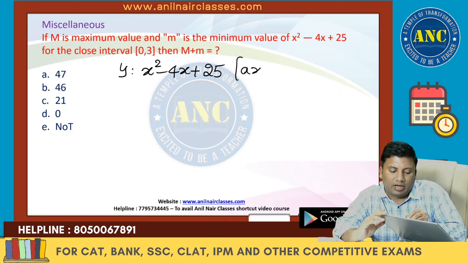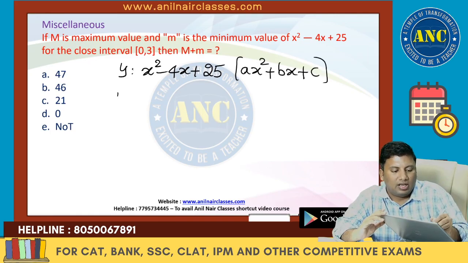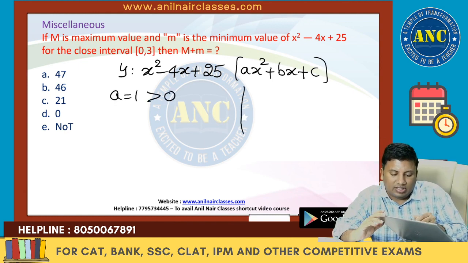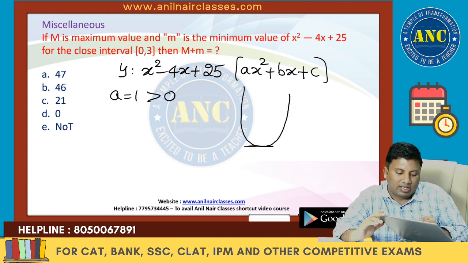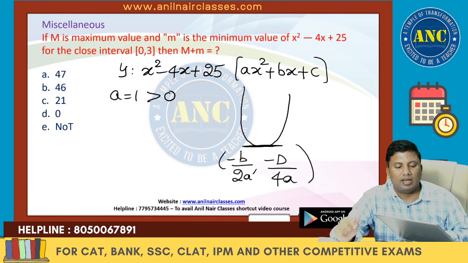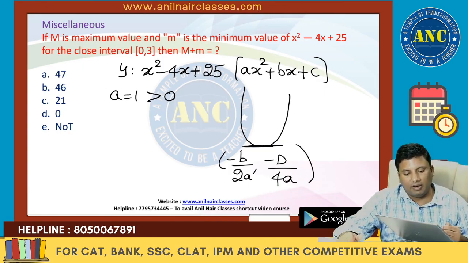This is of the form ax square plus bx plus c. Here a is 1, so a is greater than 0. The graph will be like this, and there is a minimum value. x is minus b by 2a, and y is minus D by 4a.